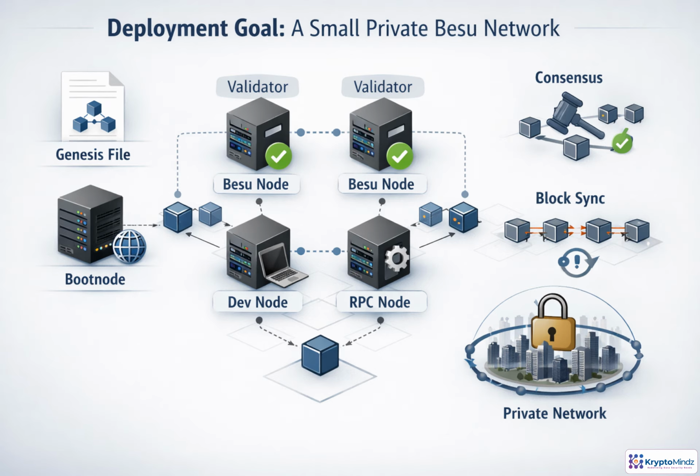The target is a small, controlled Besu network where every node follows the same chain rules. That begins with a shared Genesis file, which defines the network ID, consensus settings, accounts, and initial state. From there, nodes discover each other through a boot node or static peers. Validators produce blocks, while RPC or development nodes let clients interact with the chain. The deployment is working when peers connect, blocks are created, and nodes stay synchronized.